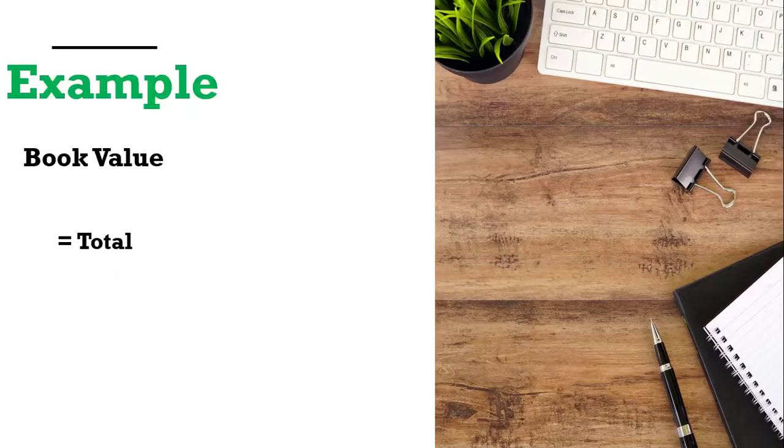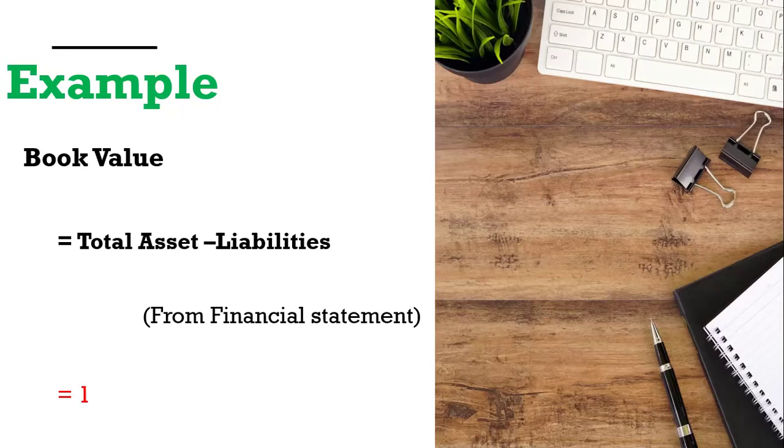Now, we don't need to calculate the book value here. We already have the value, but if you want to know the formula to calculate the book value, it is total assets minus liabilities. For now, we already have it. You can find it in your financial statements, but we have been given it. It is 100 million, which is the book value of that company.